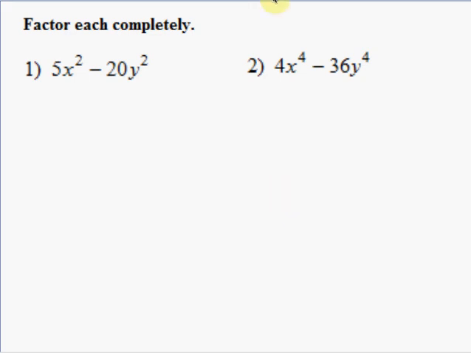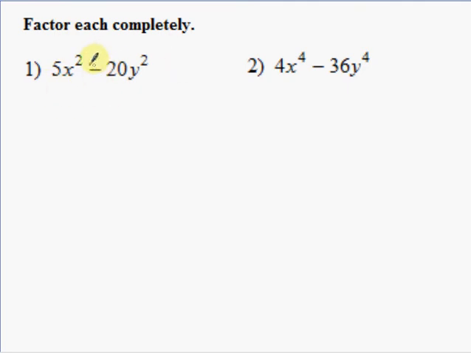Well, this will be the last video that I make. We're going to do 3 problems here. This is the last factoring video that I will probably make, and this is whenever we have a difference of squares. So the difference of squares is whenever you have 2 terms.